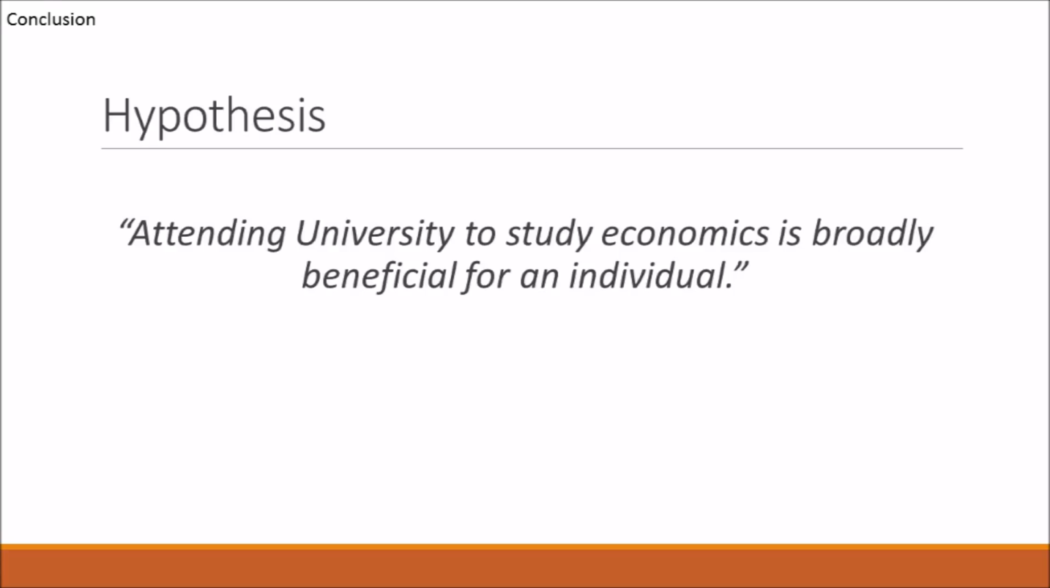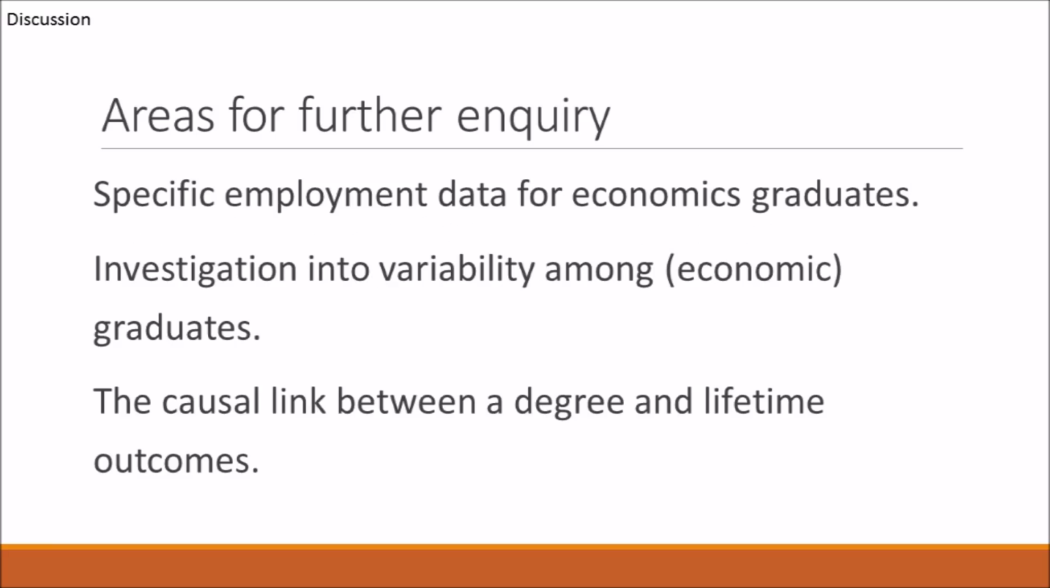Some areas for which more information should be gathered are specific employment data for economics graduates. Due to the scope and means of this investigation, the social science and business proxy was sufficient, but ideally more specific data regarding the employment of economics graduates would be considered. An investigation into the variability within the cohorts used here. Graduates, economics graduates, and non-graduates have been assumed to be homogeneous, and understanding of how similar individuals in these groups are would justify treating them as a single group. Establishing a causal link between degrees and the measured outcomes is important to justify the decision to attend university.